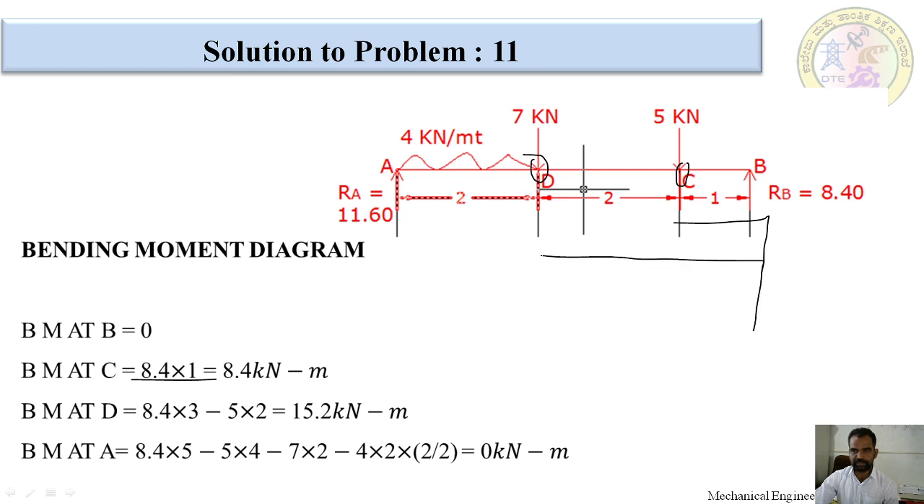This is RB into this distance, 8.40 into 3. Next, 5 into 2. This completes the bending moment calculation. Next, we will move to the bending moment diagram.